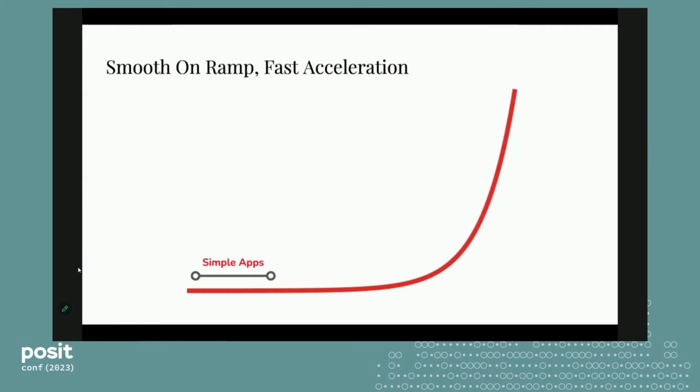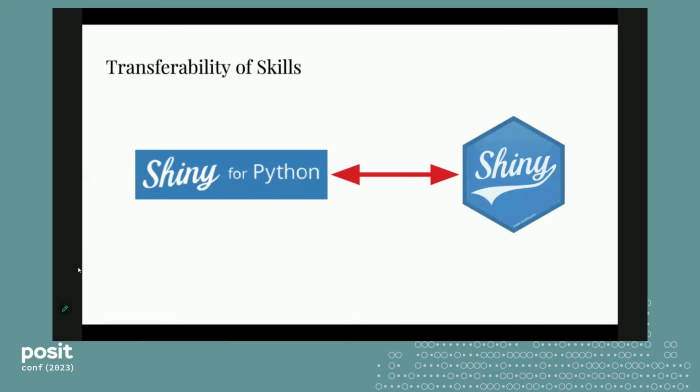So again, Shiny is there to support you through the beginning when you're writing very simple apps, but it can also support you when you're ready to take those apps and put them into production. Now, one last thing I will say is that the scalability of Shiny is not just in the apps, but also in the skills. When you build Shiny for Python apps, you're learning about the Shiny framework, which is then a skill that is transferable back and forth to R and back to Python.